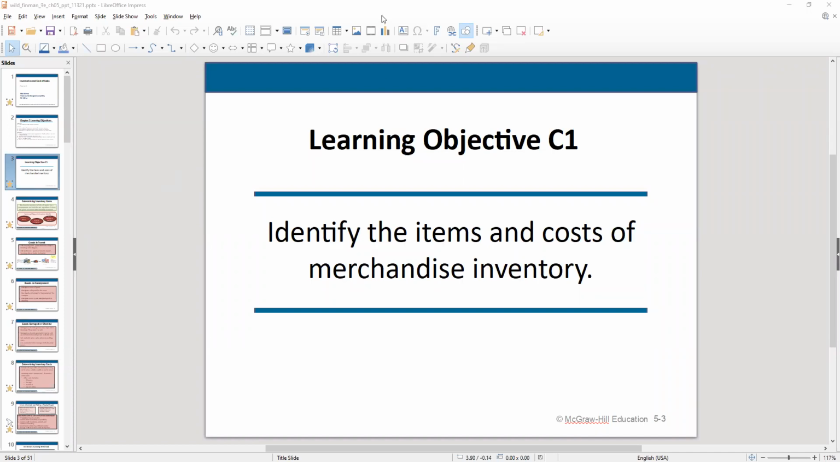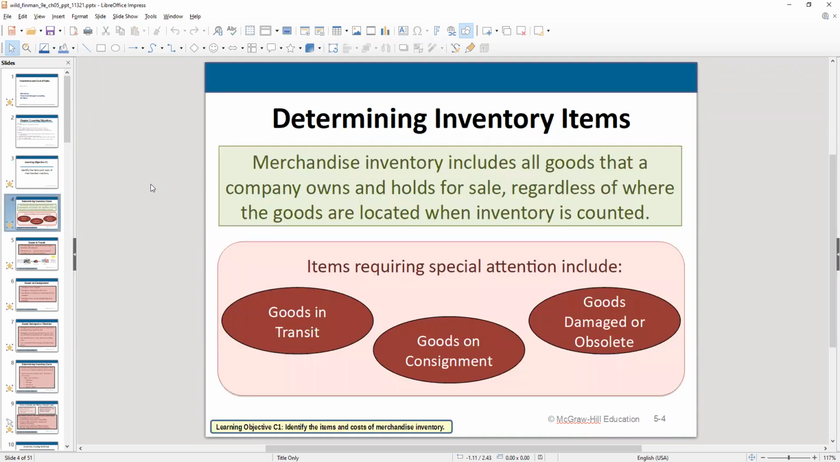We're going to be going into Chapter 5 and discussing the different inventory methods, such as FIFO, LIFO, weighted cost average, and specific identification. Now, some of this is going to be a refresher.